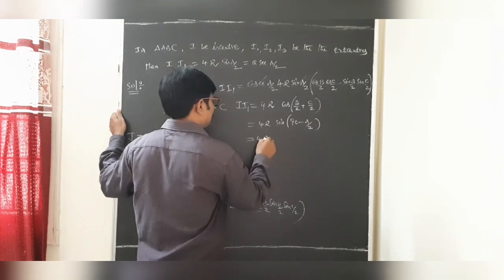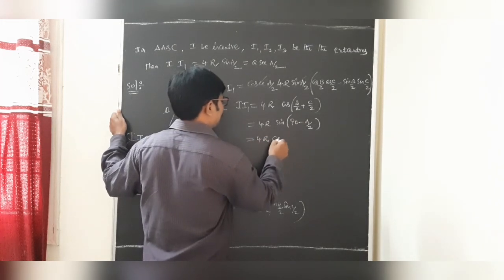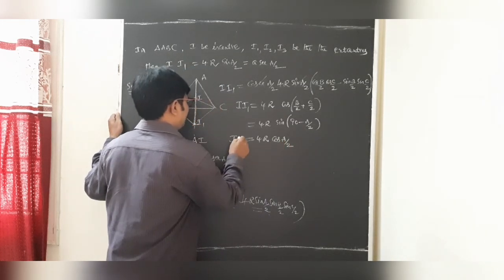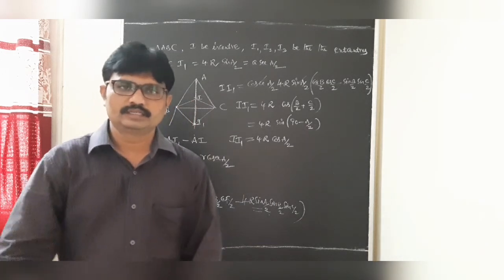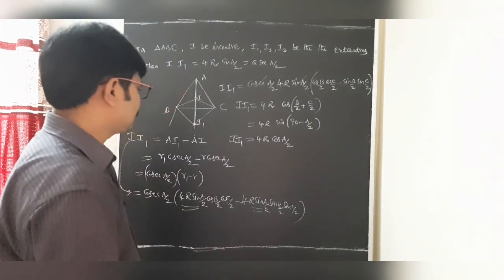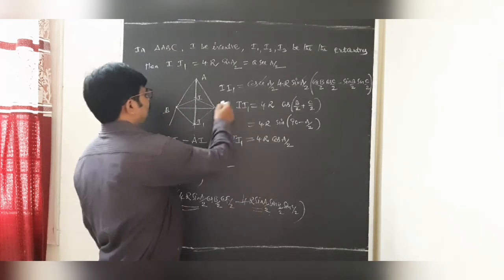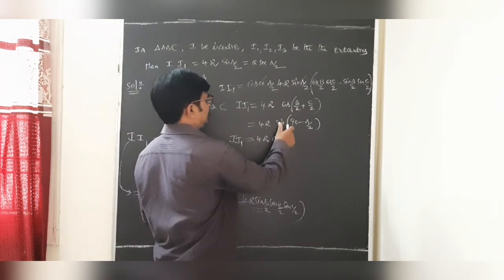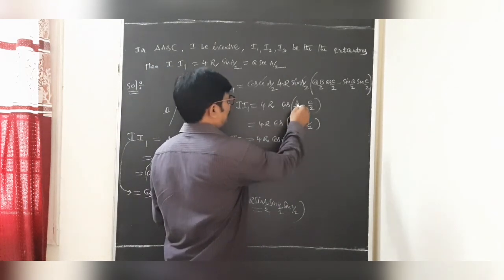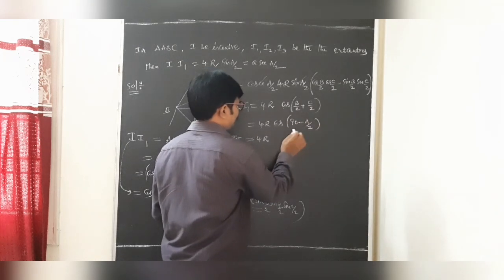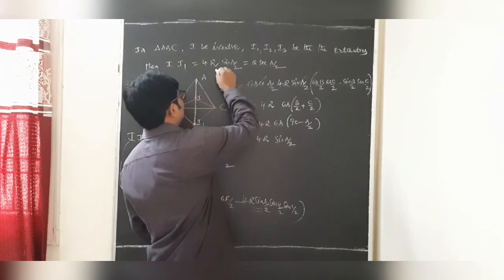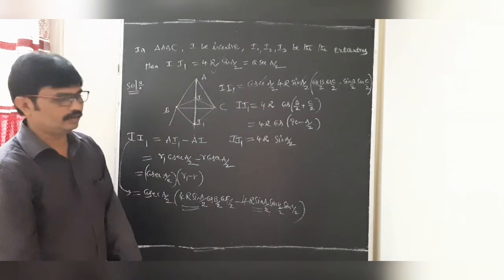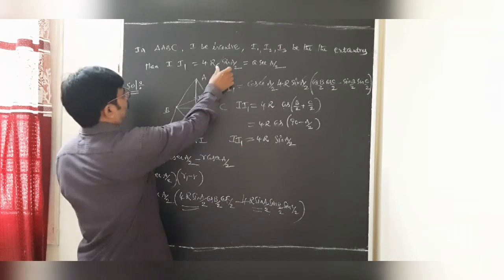My dear students, sin of 90 minus A by 2 is cos of A by 2. Sin 90 minus theta is cos theta. So I1 is 4R cos of B by 2 plus C by 2, which is 90 minus A by 2. Cos of 90 minus theta is sin theta. So this is 4R sin C by 2.